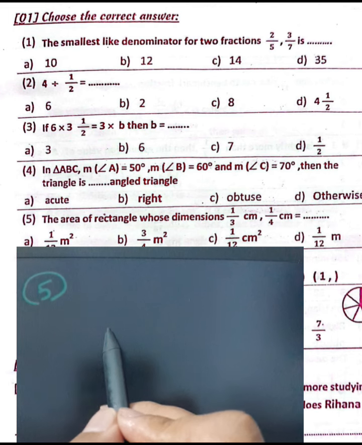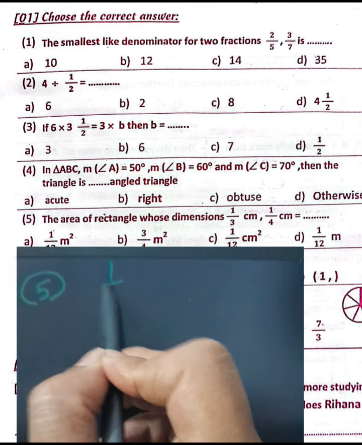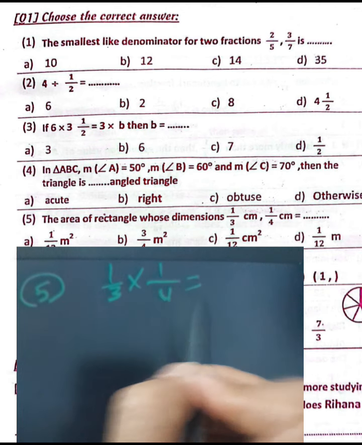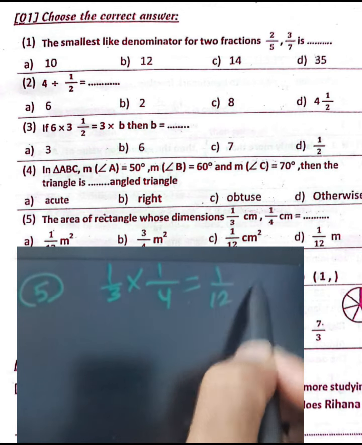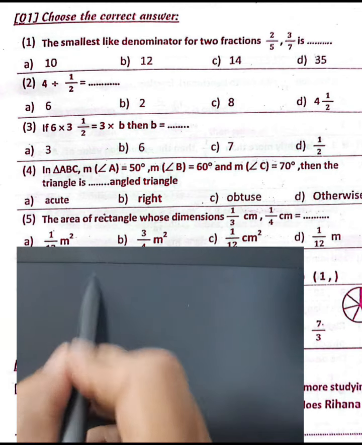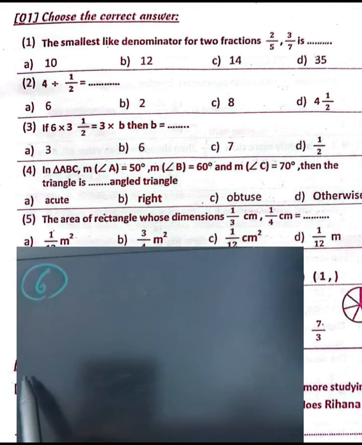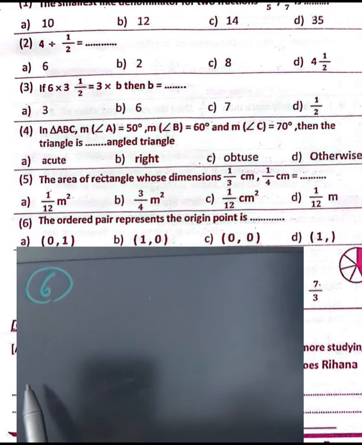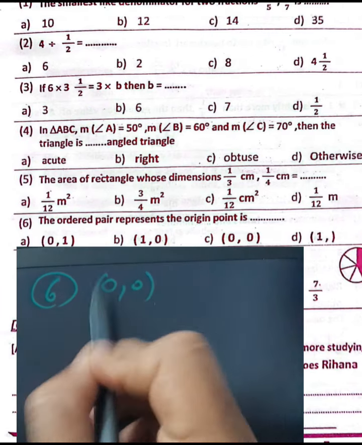Question number 5. The area of a rectangle with dimensions a third and a fourth will be length times width. A third times a fourth will be 1 over 12 square centimeter. Question number 6. The axes represent the origin point, 0 and 0.